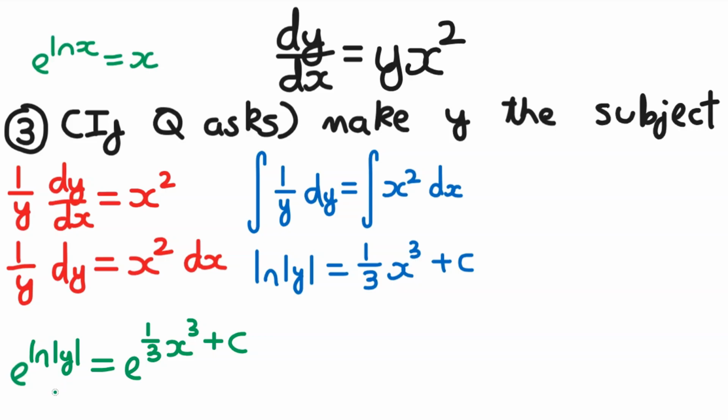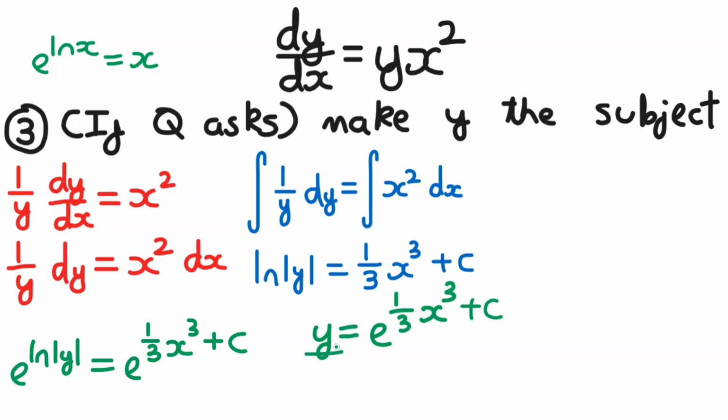And if you remember the laws of logs, if you have e to the power of the natural log of something, so for example x, this will just be equal to x. It will cancel down. So therefore this side here will just be y like this. So you can get rid of this modulus as well.